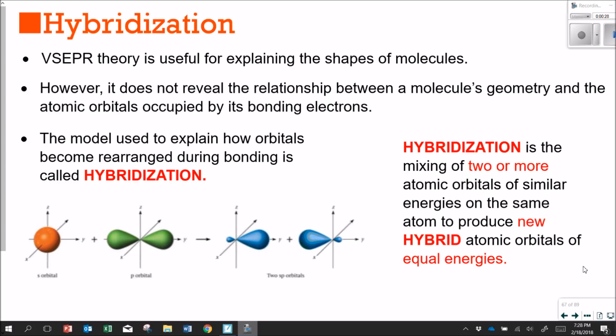Hybridization is the mixing of two or more atomic orbitals of similar energies on the same atom to produce new hybrid atomic orbitals of equal energies. So looking at the picture, we have an s orbital combining with a p orbital to form two identical sp orbitals, and these are hybrid orbitals.